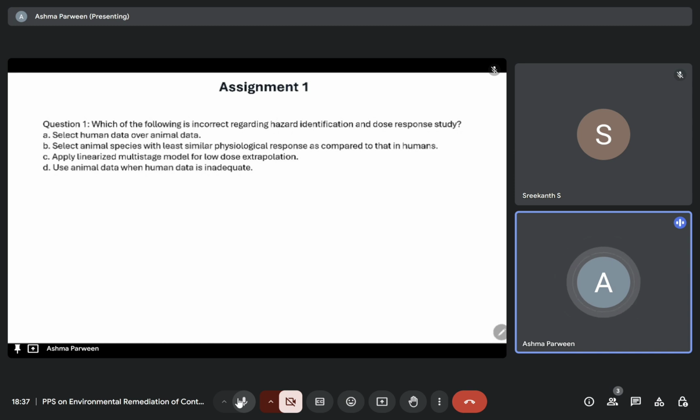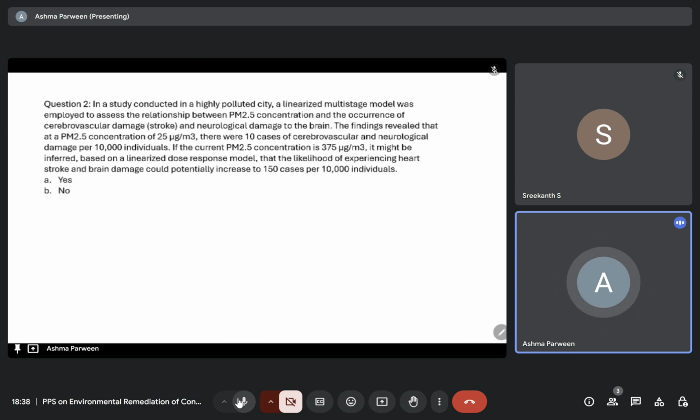So we have to find out the incorrect statement. The first statement, select human data over animal data, is correct because if human data is available, we should use that. Next, select animal species with least similar physiological response as compared to that in humans. This is wrong. We should select animal species which have a maximum similar physiological response to humans. So B is incorrect. C, apply linearized multi-stage model for low dose exploration, is correct. We use the multi-stage model. And D, use animal data when human data is inadequate, is also correct. So B is the incorrect statement, and B is the correct option for the first question. Now let's move to the second question.